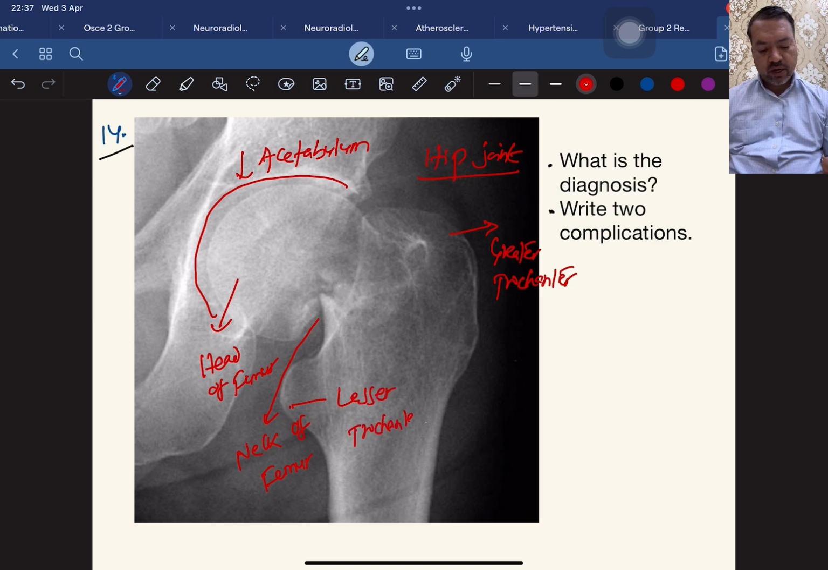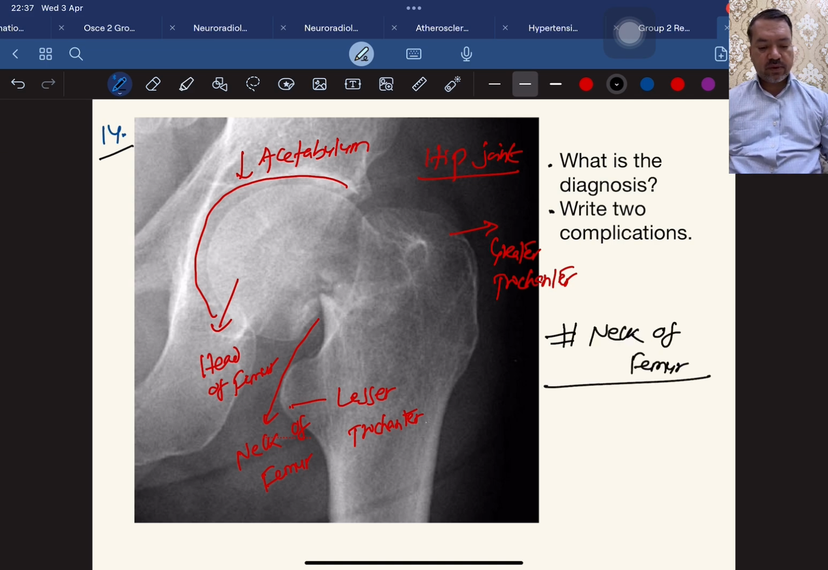So this is a bit of anatomy. Now look very carefully. There is a fracture in the neck of the femur, a very clear-cut case. So this is called fracture of the neck of the femur. This is one of the important questions from orthopedics. So we are doing a bit of radiological discussion now. Of course, musculoskeletal system radiology is an important part of that. That's why we are talking here. Now write the complications of this.